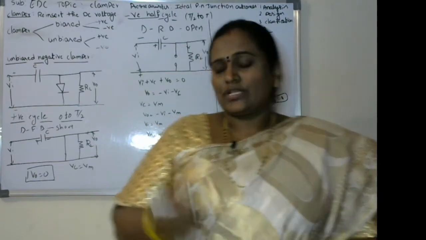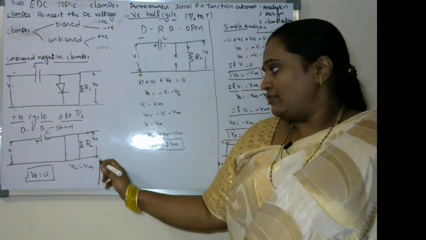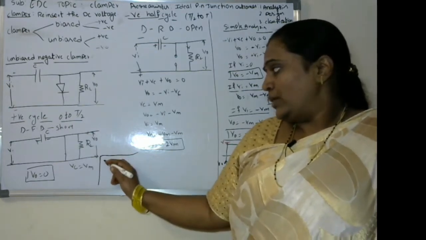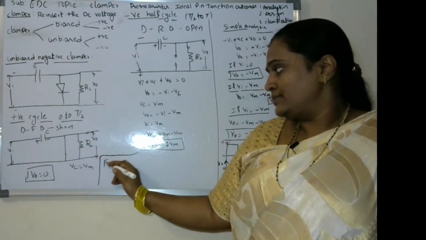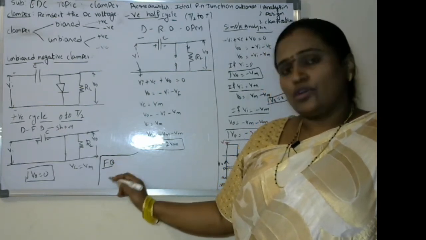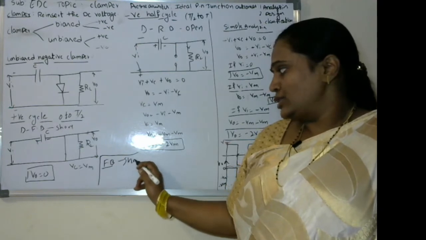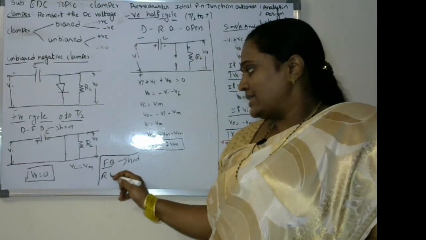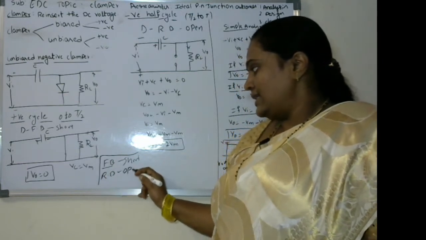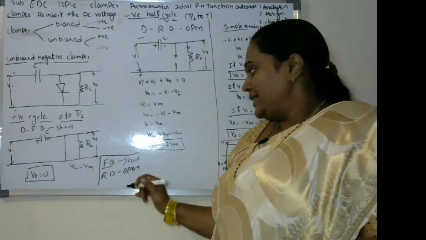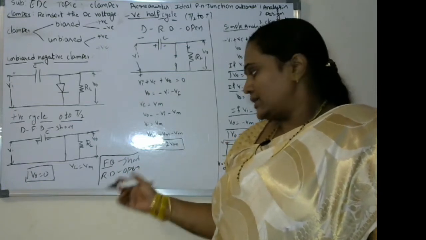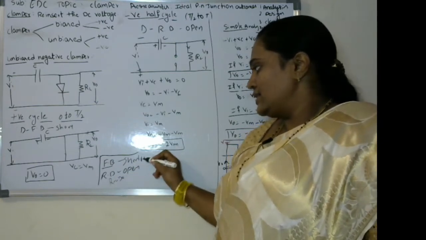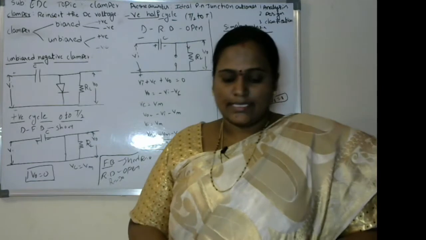Once again, I will go over the prerequisites: the ideal VI characteristics of the PN junction. When the diode is forward biased, it acts like a short circuit, and the resistance is equal to 0. In the reverse bias case, it acts like an open circuit. It does not allow current, or indirectly we can say it has infinite resistance, whereas here the resistance is 0.